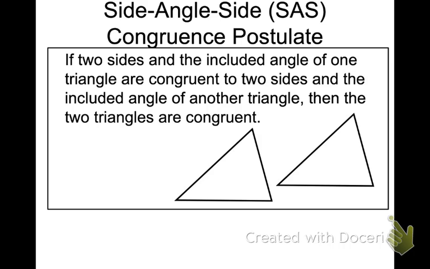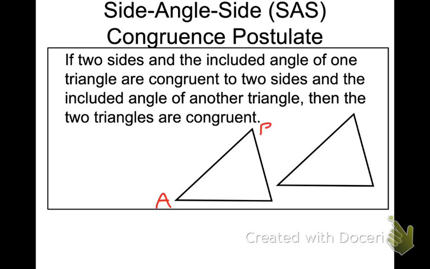Okay, so our side angle side theorem says if two sides and the included angle of one triangle are congruent to two sides and the included angle of another triangle, then the two triangles are congruent. So, again, pause me as you need.